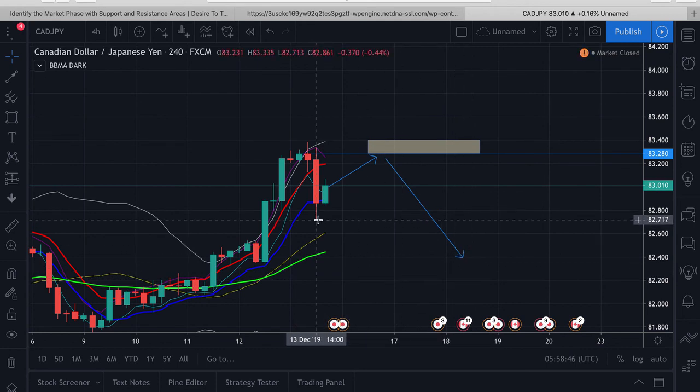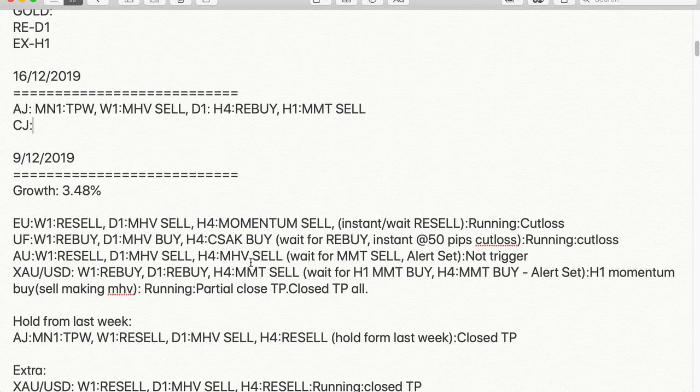Okay, so that's our second pick, CAD JPY. So let's just record it in our notes. One is re-entry sell. Weekly is MHV sell. Then D1 is momentum buy, and H4 is re-entry buy.